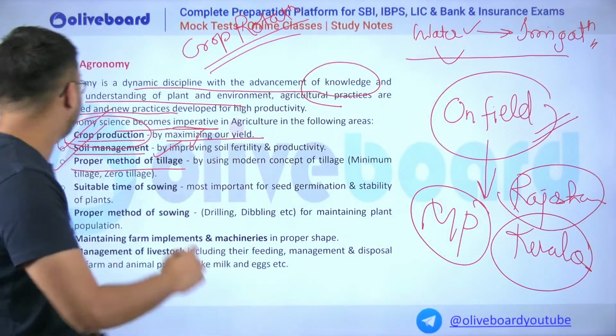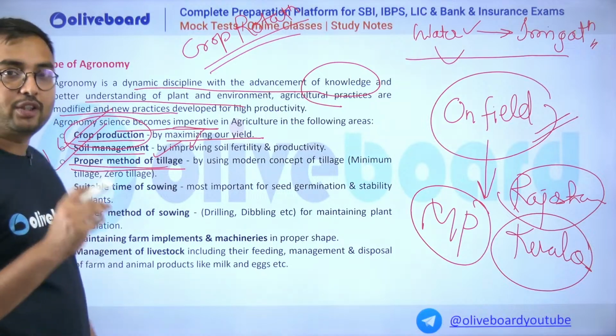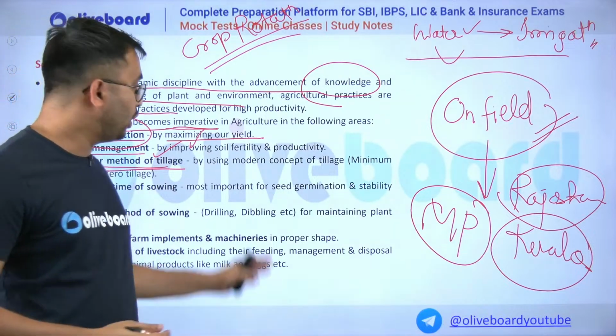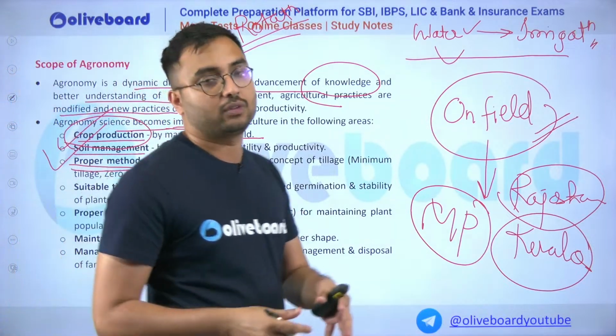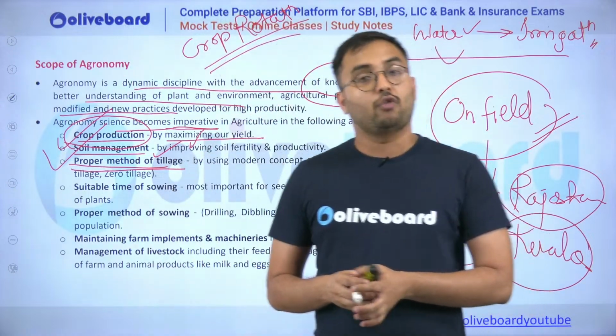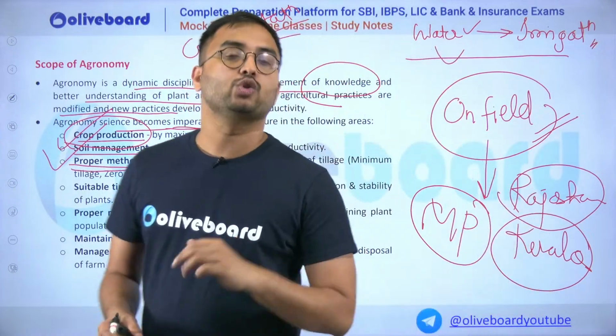So in this way, if there is a proper method of tillage, then the absorption of nutrients and water by the plants is also improved.